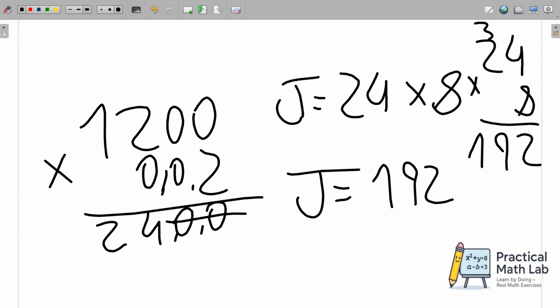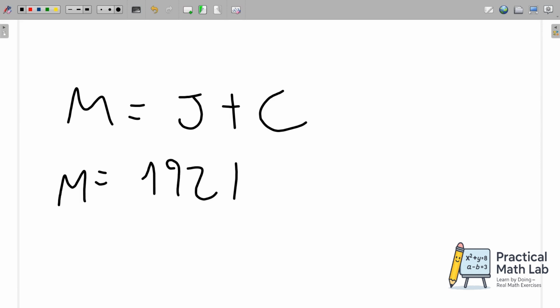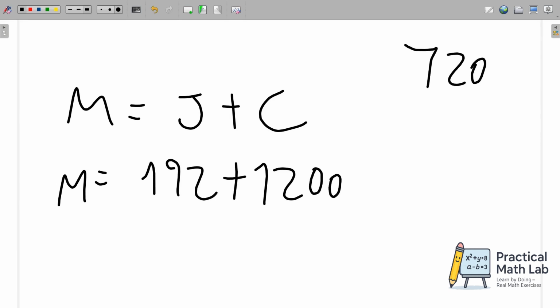We've already figured out the amount of interest here. But the question is, what is the total amount withdrawn? To find the total amount, we need to figure out the total sum. And the total sum is the interest plus the principal. The interest is 192 and the principal is 1,200. So here, 1,200 plus 192.